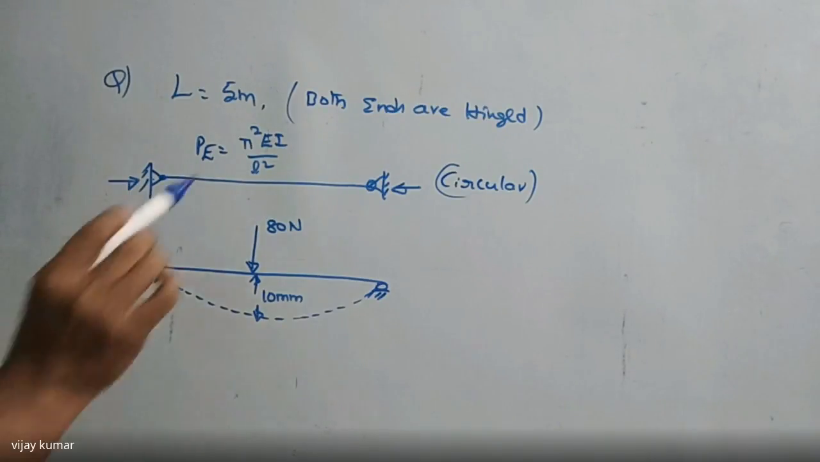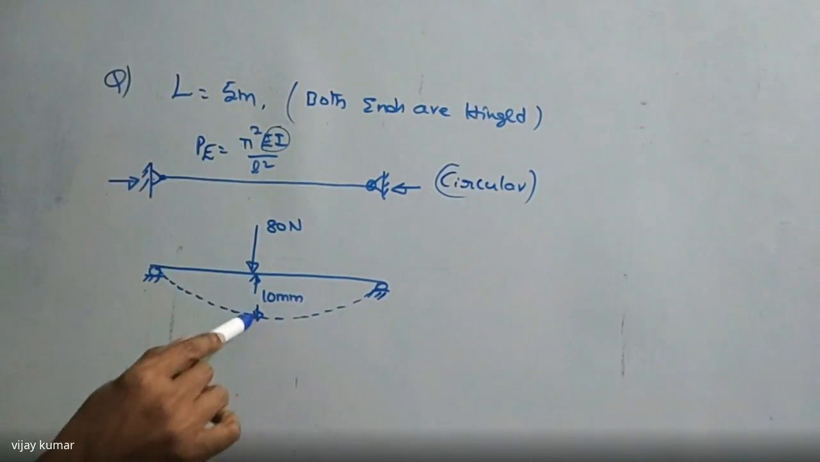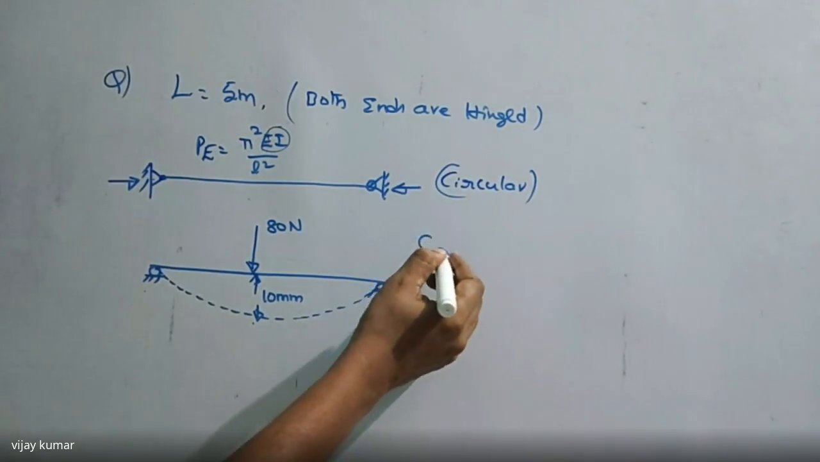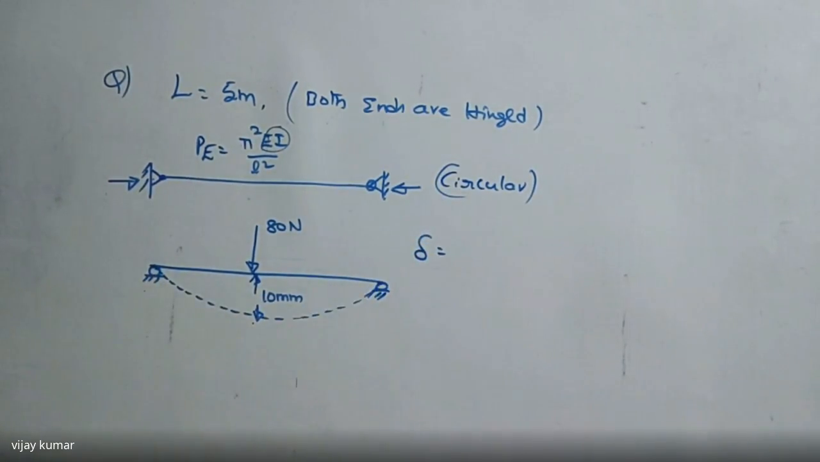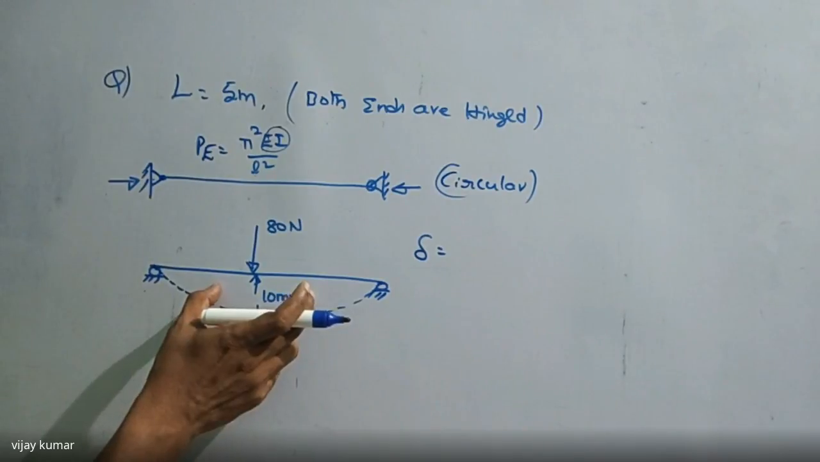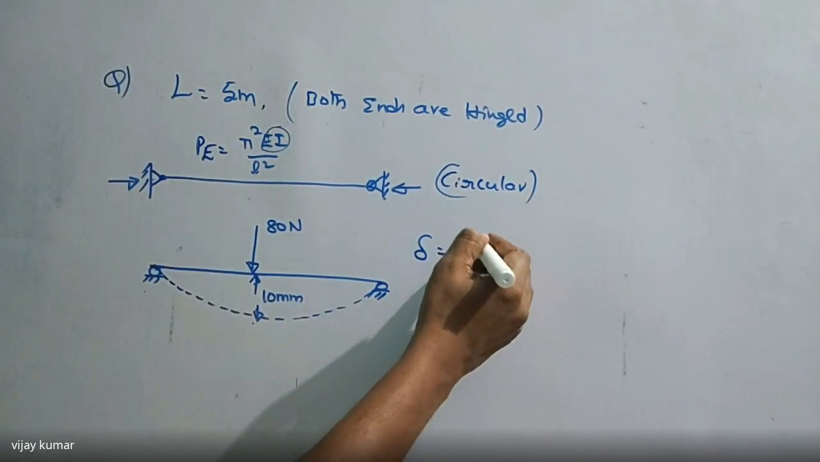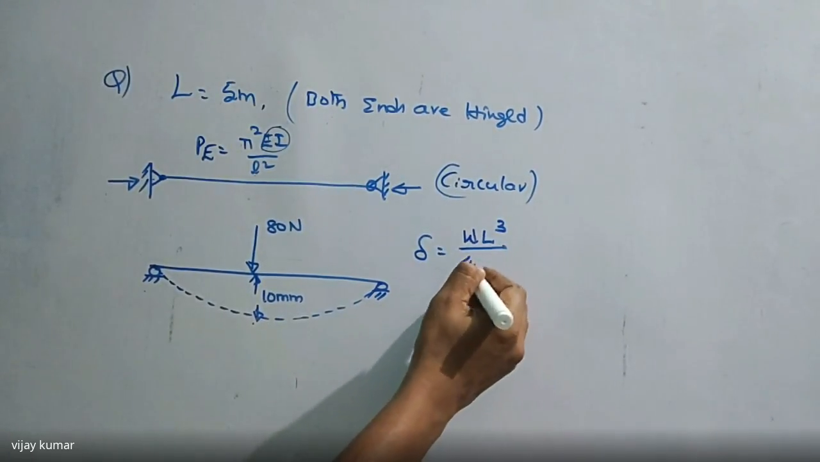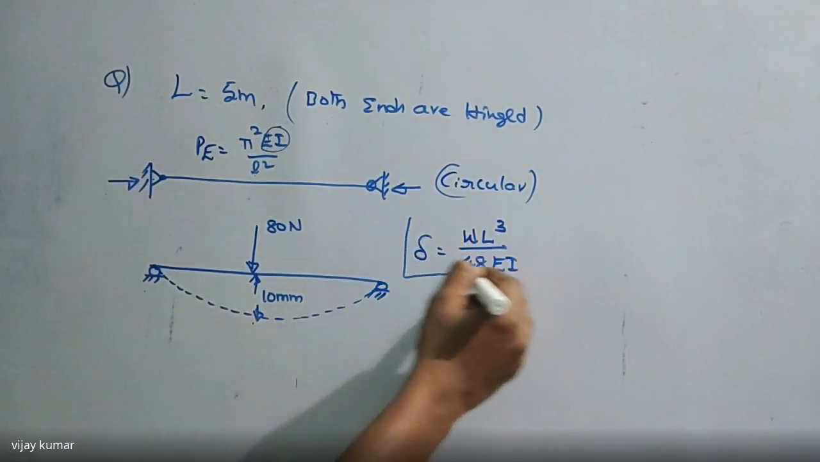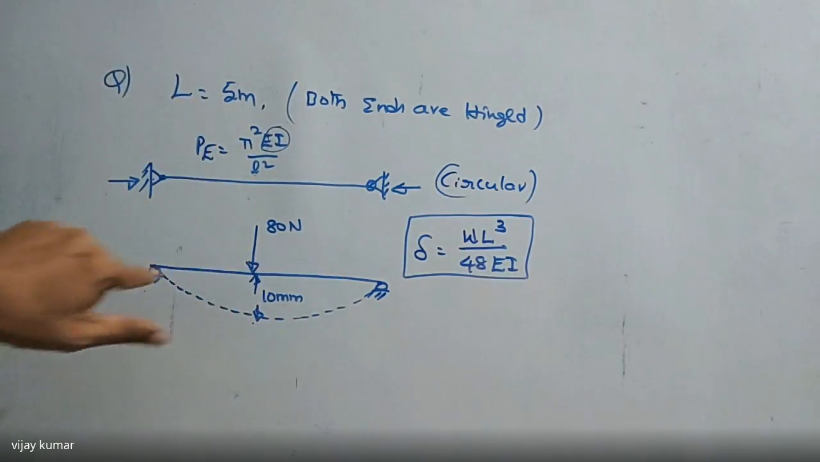So I want to find the critical load. Pi is known and L is known, so I want to find the EI value. How to find the EI value? By taking the deflection, delta. This is the column, both ends simply supported, subject to a point load at its mid span. For a simply supported beam, the deflection formula is WL power 3 divided by 48 times EI. This is the formula for deflection of a beam or column when the load is acting exactly at the center, simply supported.